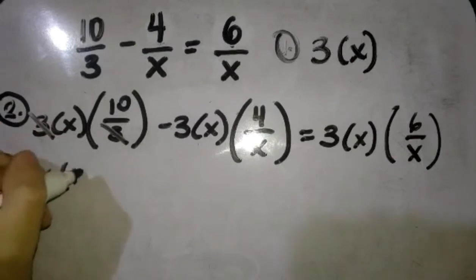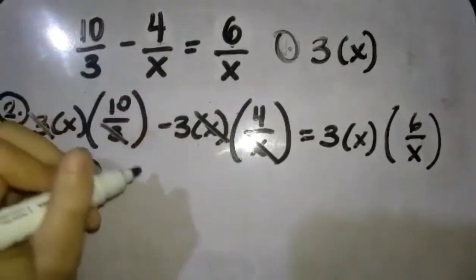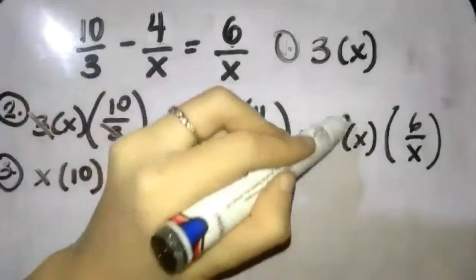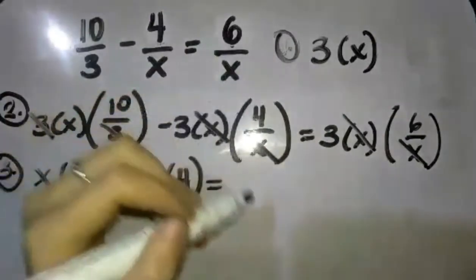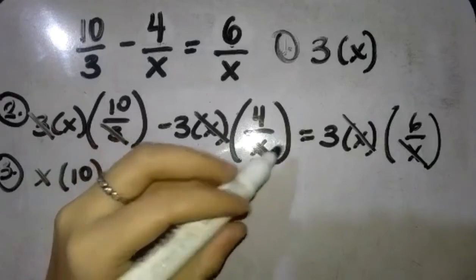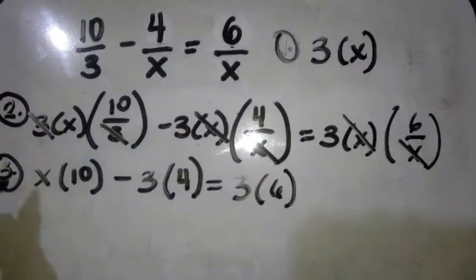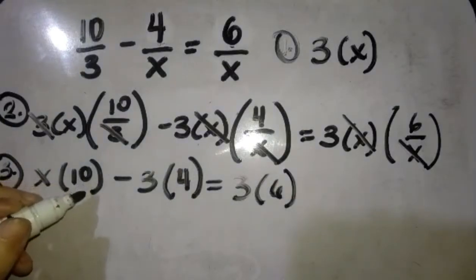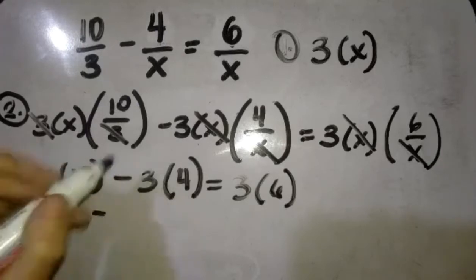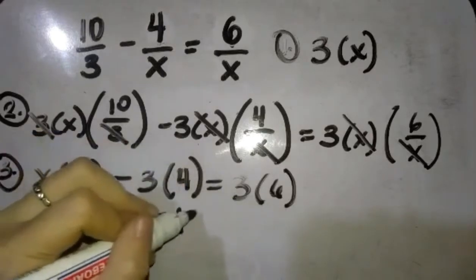x times 10 minus, x variable and x variable are the same, cancel out, and 3 times 4 is equal to, cancel out x variable and become 3 times 6. And now we will just multiply them. x times 10 is equal to 10x minus 3 times 4 is equal to 12 equals 3 times 6 is 18.